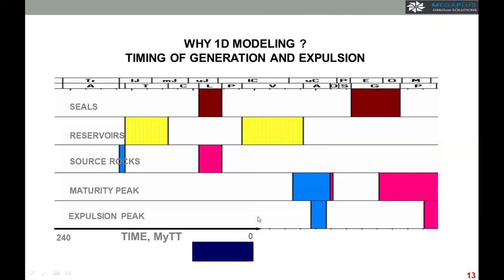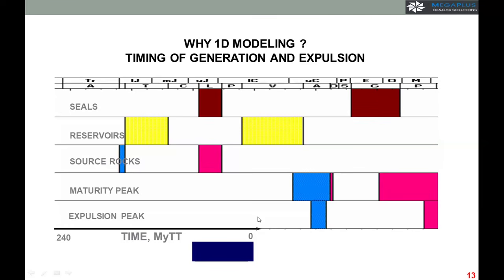Finally, the critical moment should always be after your trap. If the critical moment is before your trap forms, this trap will not be filled with any hydrocarbon. This is the main output of our 1D model. It is very important for us to use it.